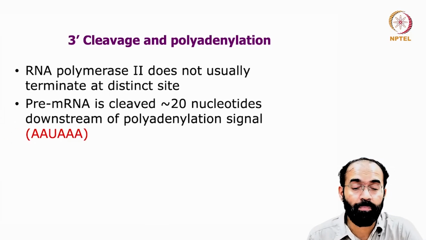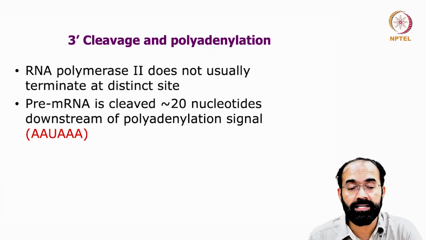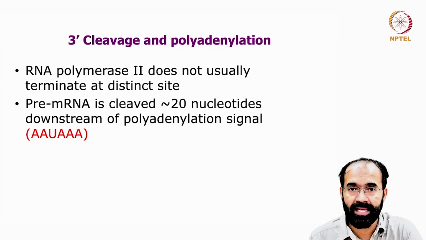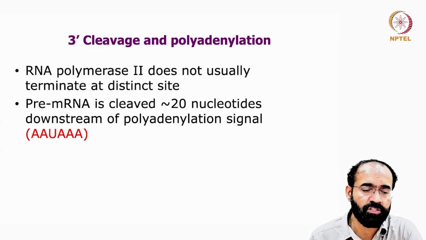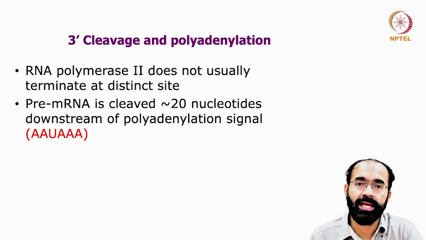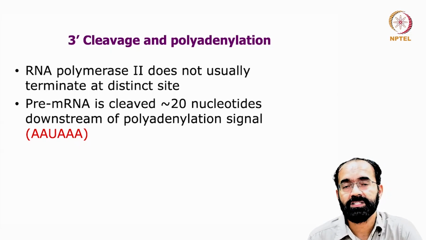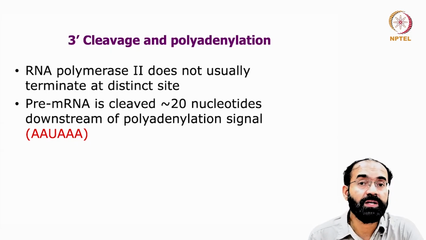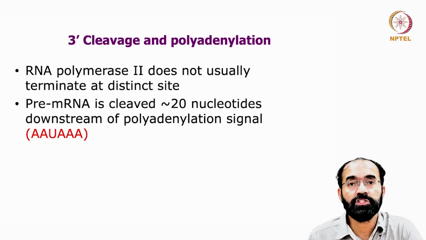Pre-mRNAs are cleaved approximately 20 nucleotides downstream of the polyadenylation signal. What is the polyadenylation signal? AAUAAA. Another polyadenylation signal possible is AUUAAA. No other sequence can act as a polyadenylation signal. This is different from the poly A tail. So don't get confused with the poly A tail.